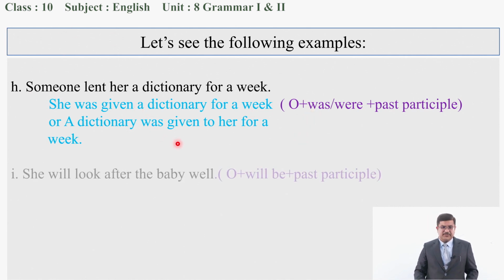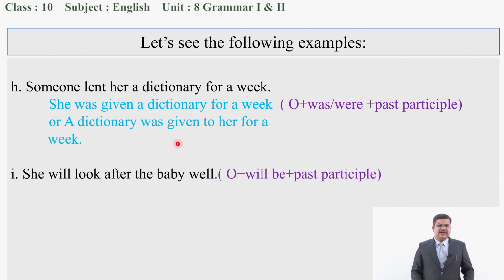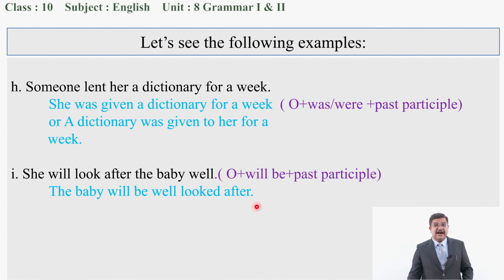Okay. Good. She will look after the baby well. Future tense. She will look after the baby well. Object with will be with past participle form of the verb. Now what is the passive structure? The baby will be well looked after. When there is shall or will with the root form of the verb, it changes into shall or will be with the past participle form of the verb.